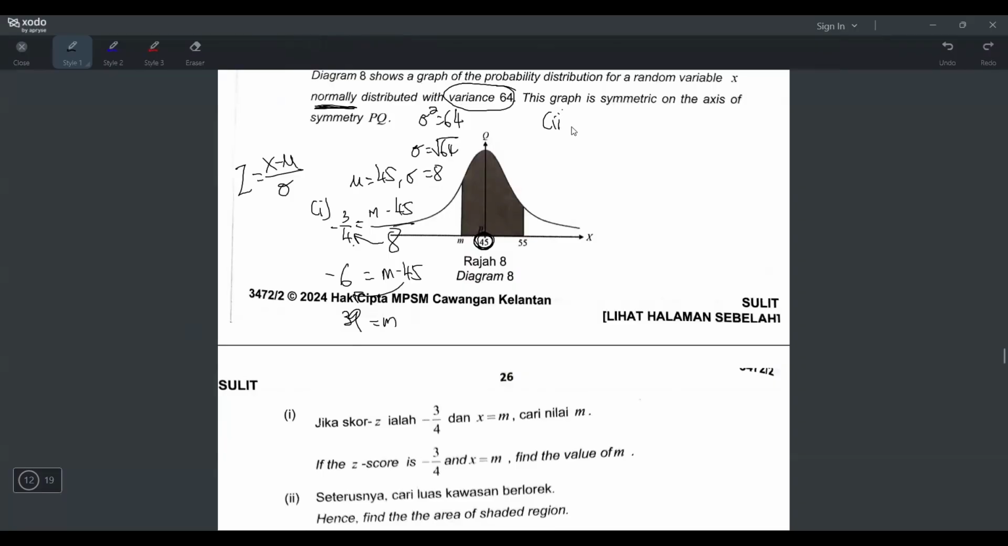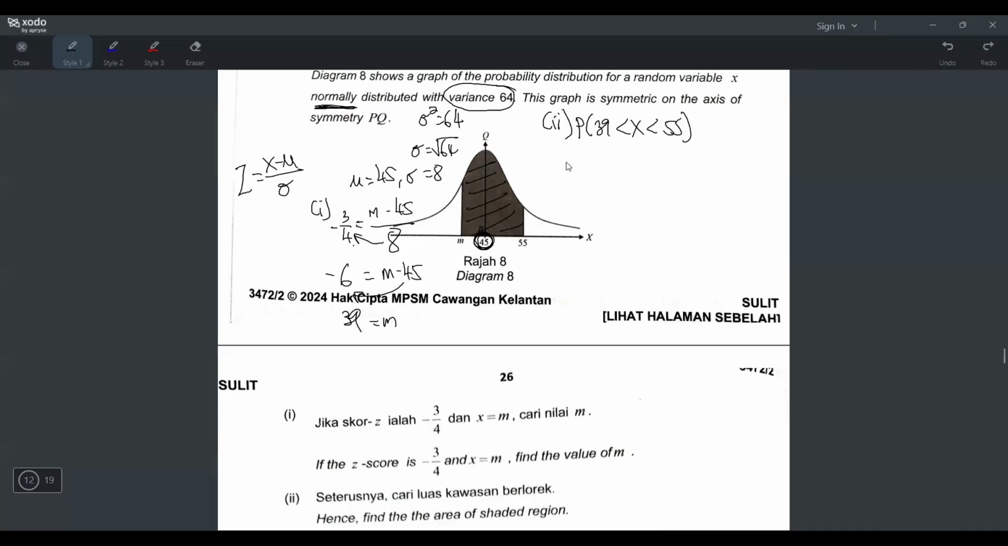I will do it here. They said find the area of the shaded region. Find area means find probability. Area and probability are the same thing in this chapter. So when they say find area of shaded region, it means find probability. And you need the Z value table for this. But first, let's write down what probability they want. They want to find the probability from here to here, that means P of x in between, because you can see that the shaded region is in between m and 55, and m is 39. So 39 and 55.